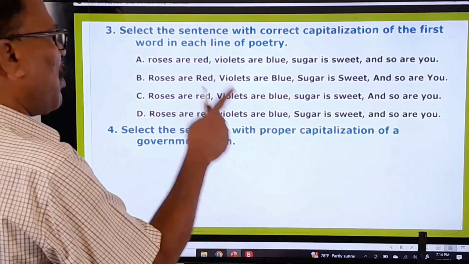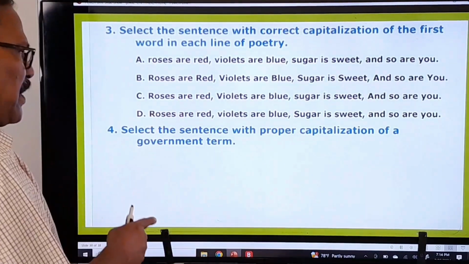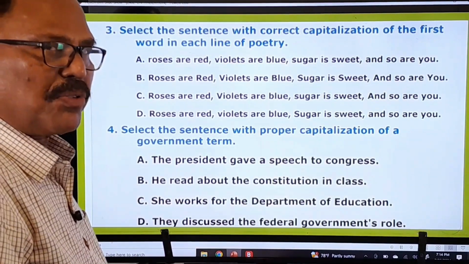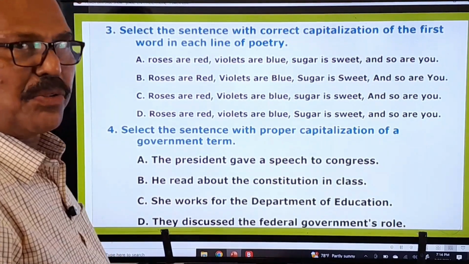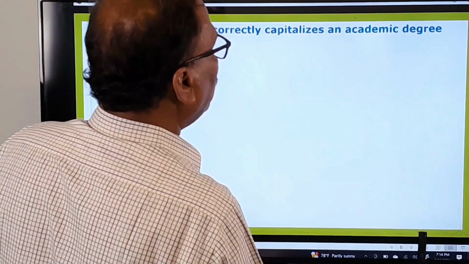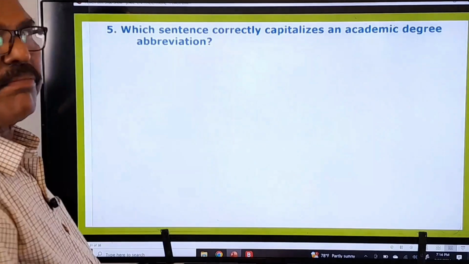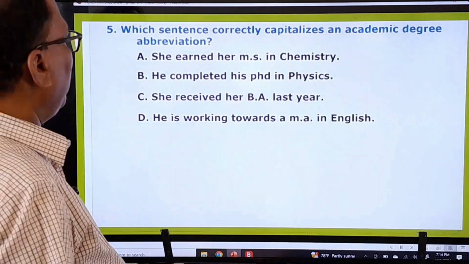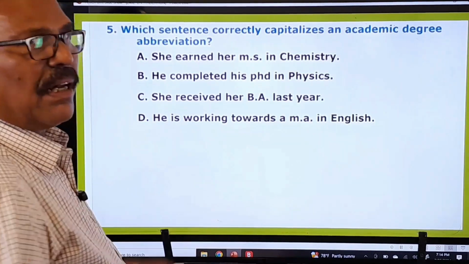Select the sentence with the proper capitalization of a government term. So these are the 4 options given. You choose the correct one. Now let's move on to other questions. Which sentence correctly capitalizes an academic degree abbreviation? Academic degree abbreviation. So here some options are given. You can just tick the right one.